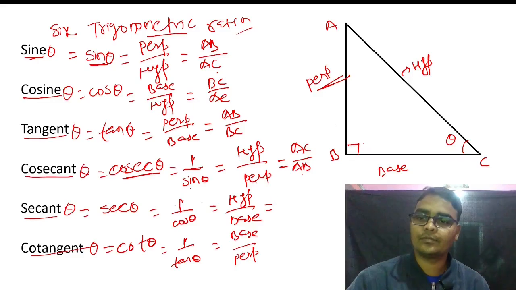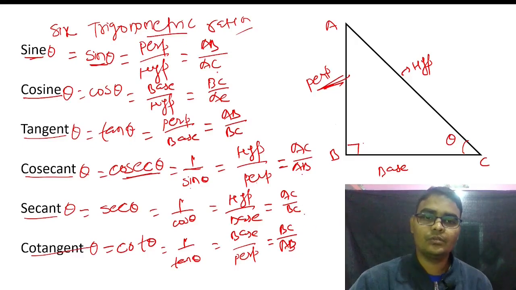This is the relation. And sec theta is hypotenuse upon base. Hypotenuse is AC and base is BC, so sec theta is AC upon BC. And cot theta is base upon perpendicular. Base here is BC and perpendicular is AB. So this is the thing.